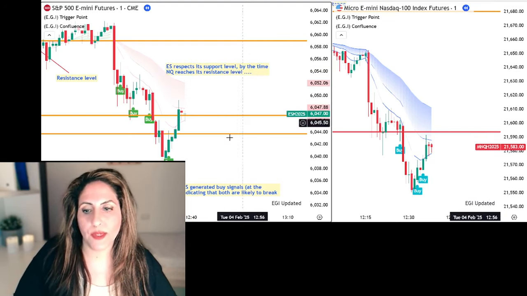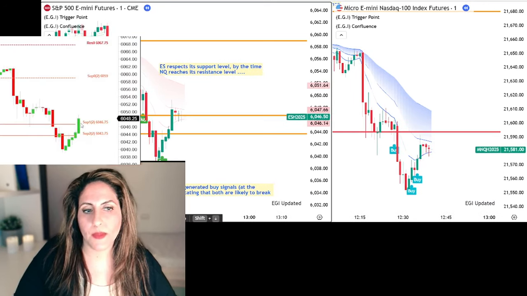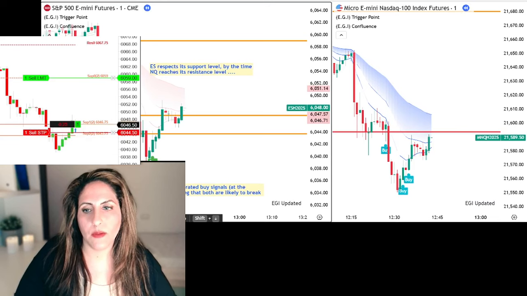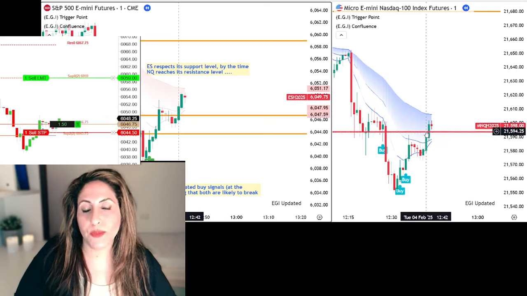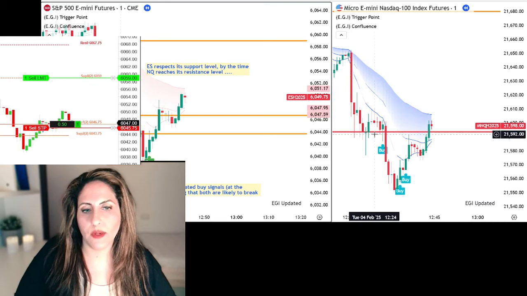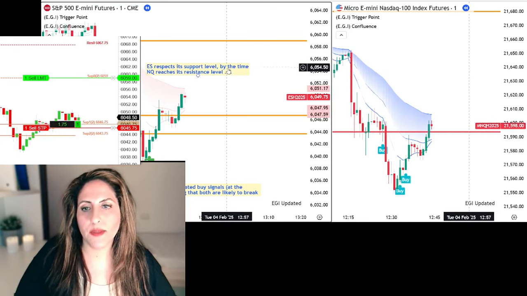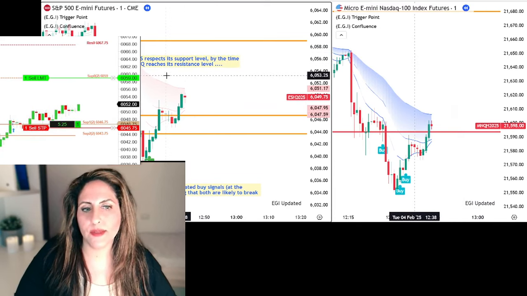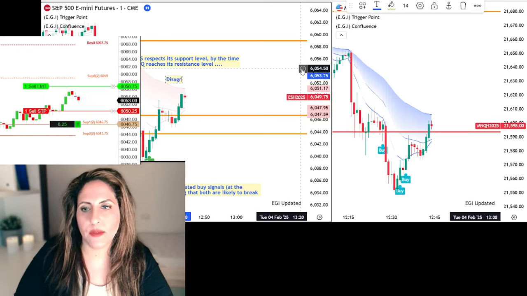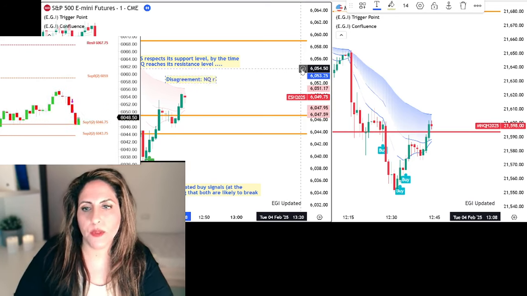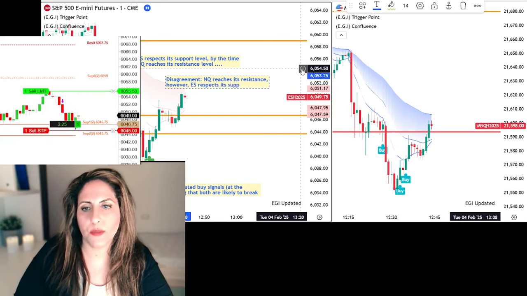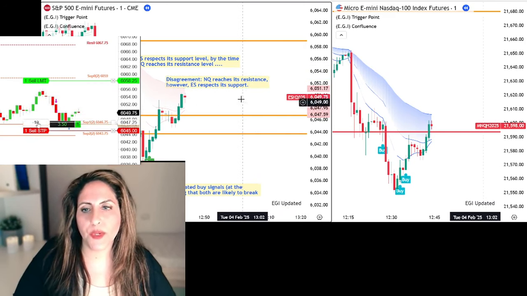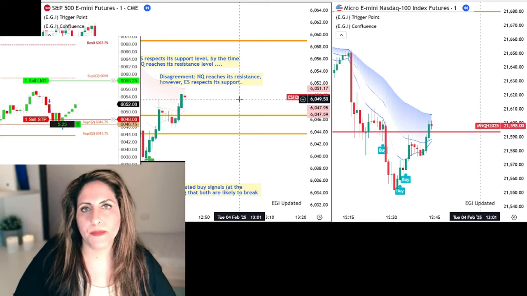Okay, now let's look at the price action. Although it's a resistance level validated before to be support, broke, this is a case that I call disagreement. Disagreement. NQ reaches its resistance. However, ES respects its support. I usually don't trade when both disagree. Okay?